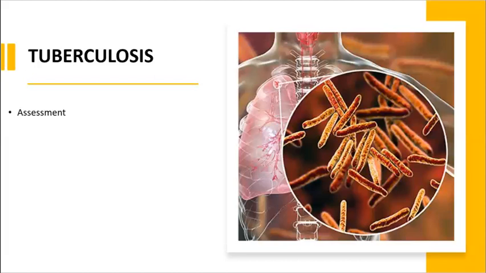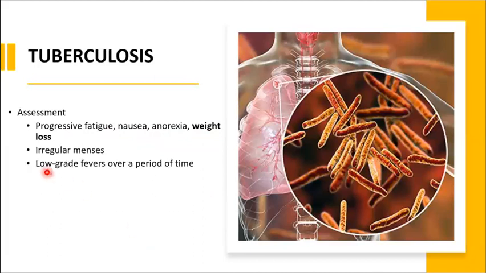As part of our assessment, what are we going to see in clients with tuberculosis? They're going to complain of progressive fatigue, nausea, loss of appetite, and then you see them losing weight. So these are common features we see, especially the weight loss. In females, they would complain of irregular menses. You will see low-grade fever.